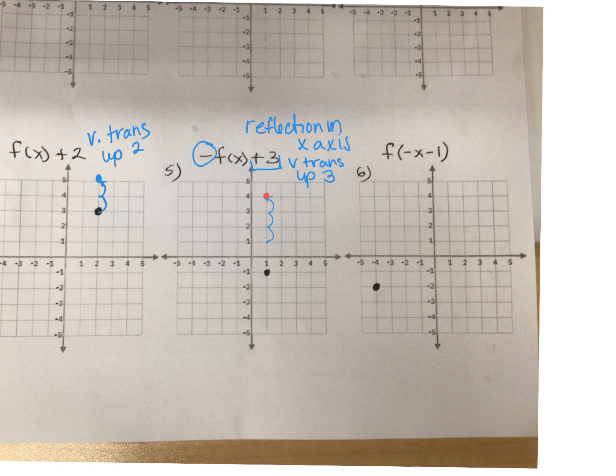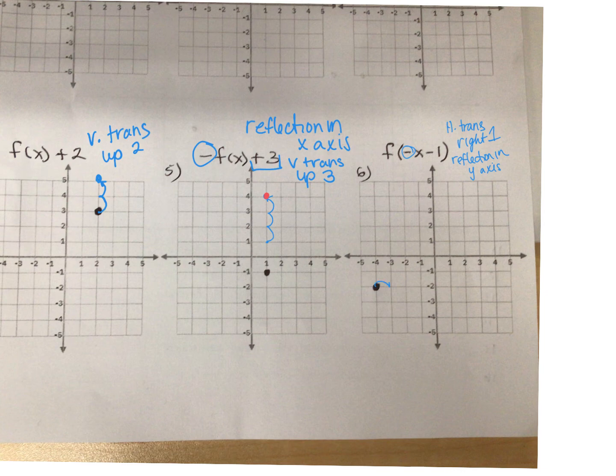So for this one, we're going to need to do the horizontal translation first, and then the reflection. What is my horizontal translation when it's -1 inside? To the right, 1. And then what is the negative inside? Reflection in the y-axis. So we're going to take our point and we're going to move it to the right 1.